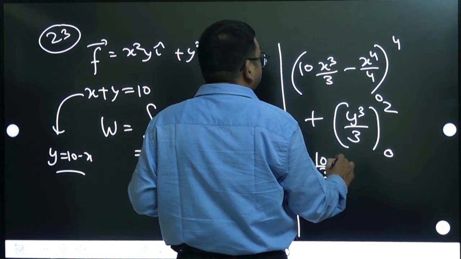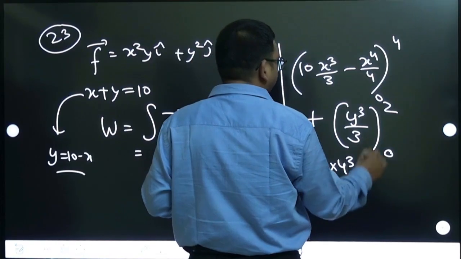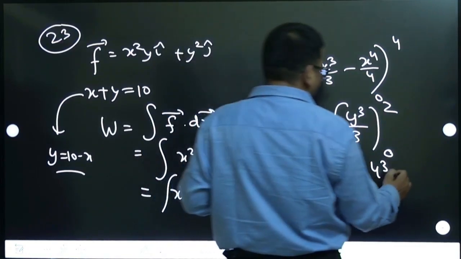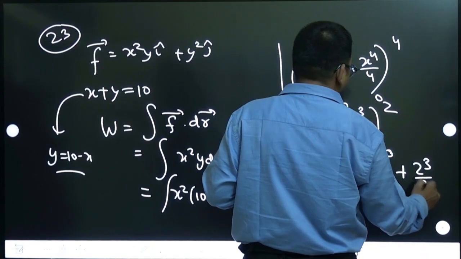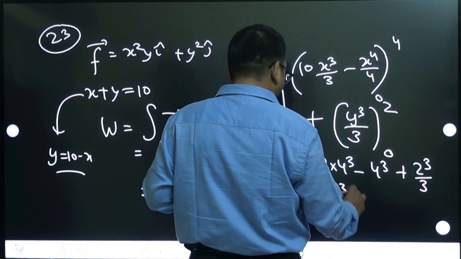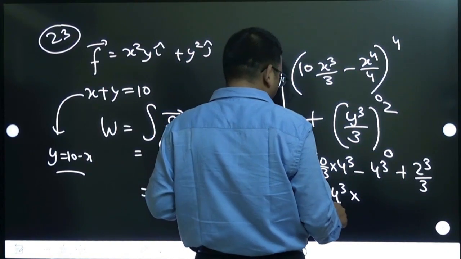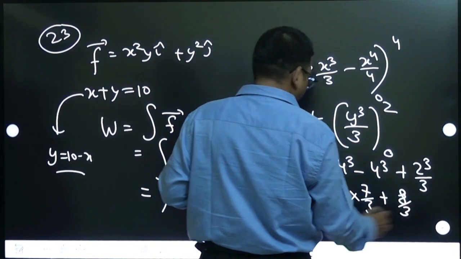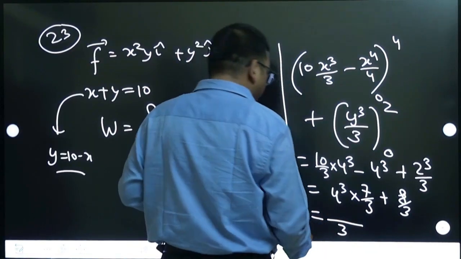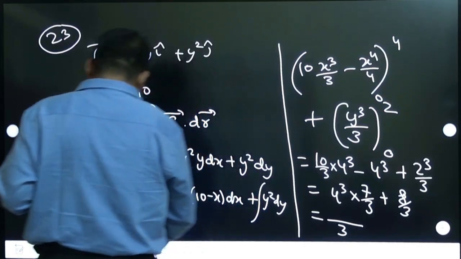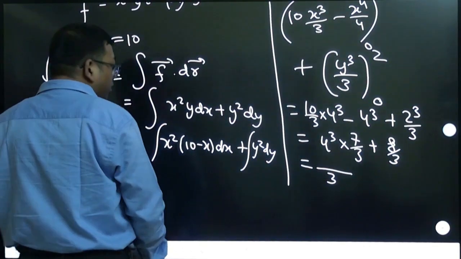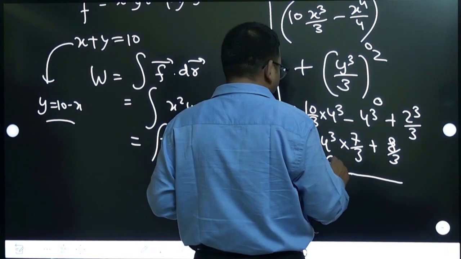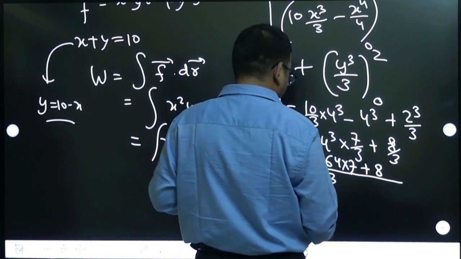Substitute and calculate. So 10 by 3, 4 cube minus, this will also become 4 cube, right? Then this one is 2 cube by 3. You can take 4 cube common: 10 by 3 minus 1, 7 by 3, plus 2 cube, 8 by 3. Take LCM 3. If you still want, you can take LCM, 4 4 4, 64 into 7 plus 8.